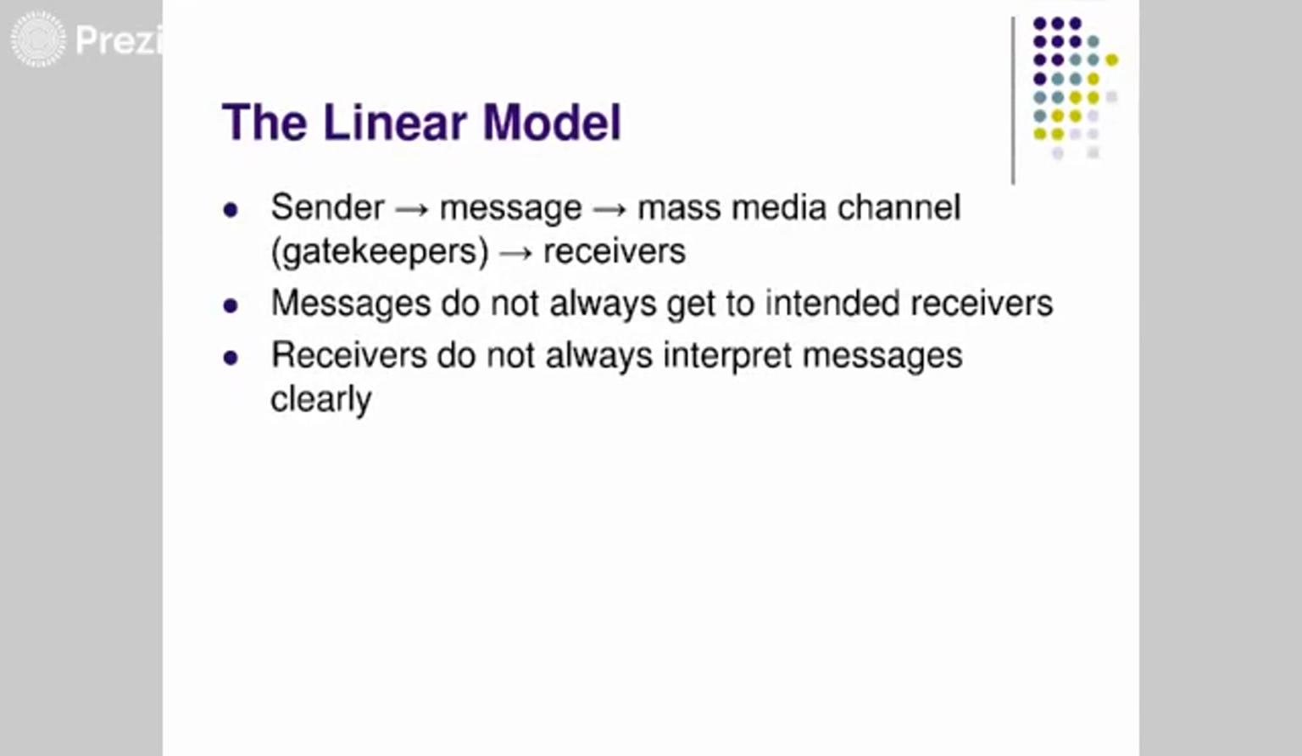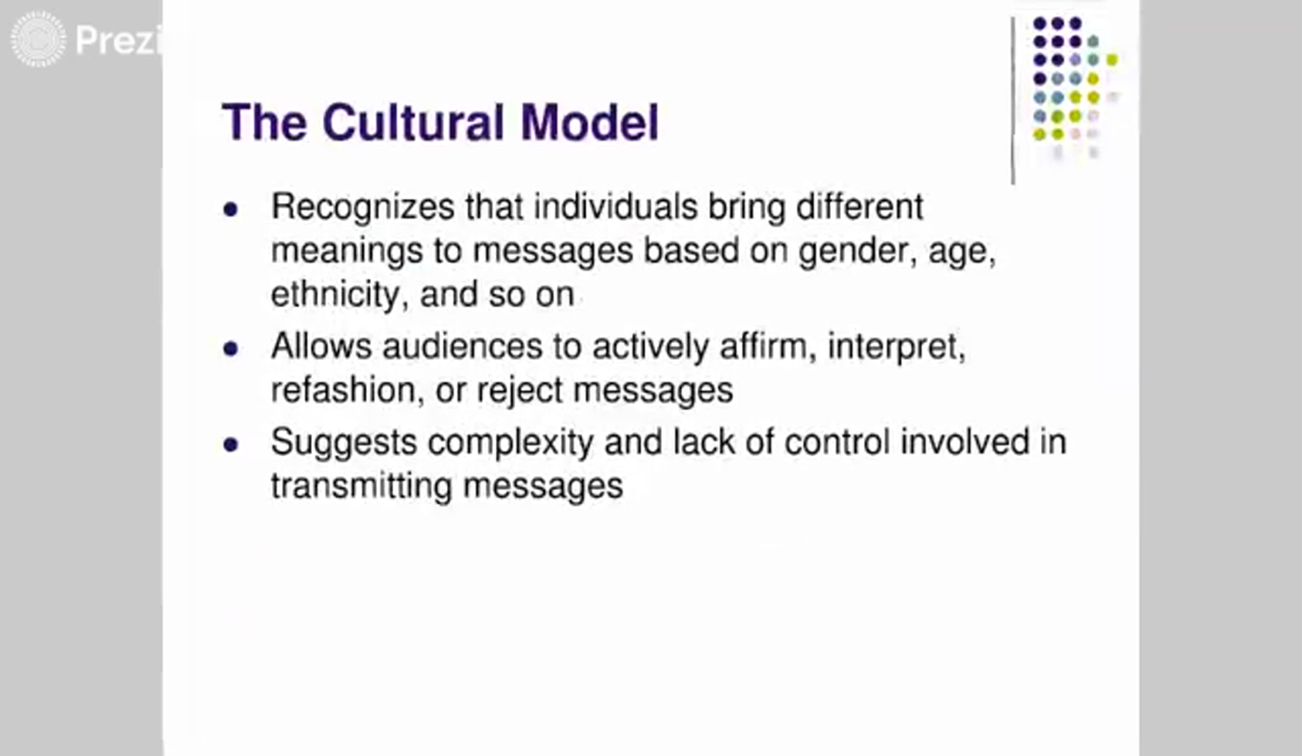Messages don't always get to the intended receivers. Sometimes advertisers get to us through our phone or through Facebook or whatever. Basically, when advertisers do this, they're just shooting something in the dark and hoping it sticks. Maybe it'll get to us or whatever. Receivers don't always interpret messages clearly either. Again, there's this misinterpretation. This is a linear model. In today's world, it's more like sender, message, mass media channel, receiver, and then the receivers can respond back and give us feedback. But this is a traditional model. Okay.